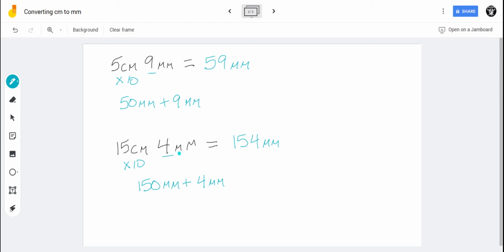All right, so I hope you enjoyed this lesson. I hope you practice, and I hope you keep learning lots and lots of math. So once again, remember to get from centimeters to millimeters, you multiply by 10. And if you should choose to go backwards from millimeters to centimeters, then you will divide by 10.